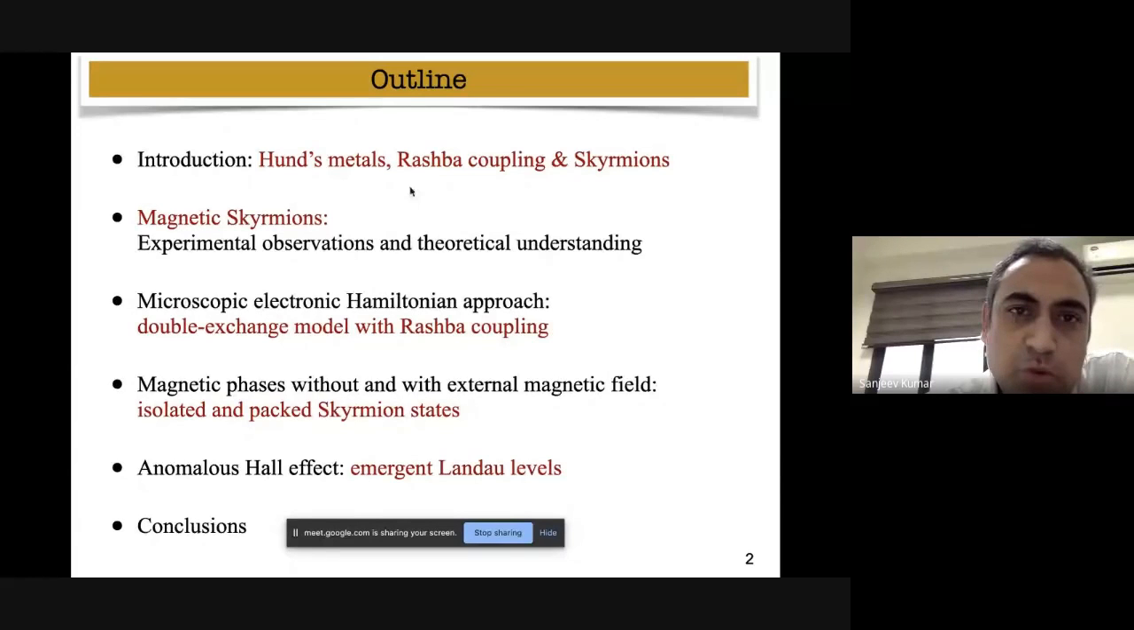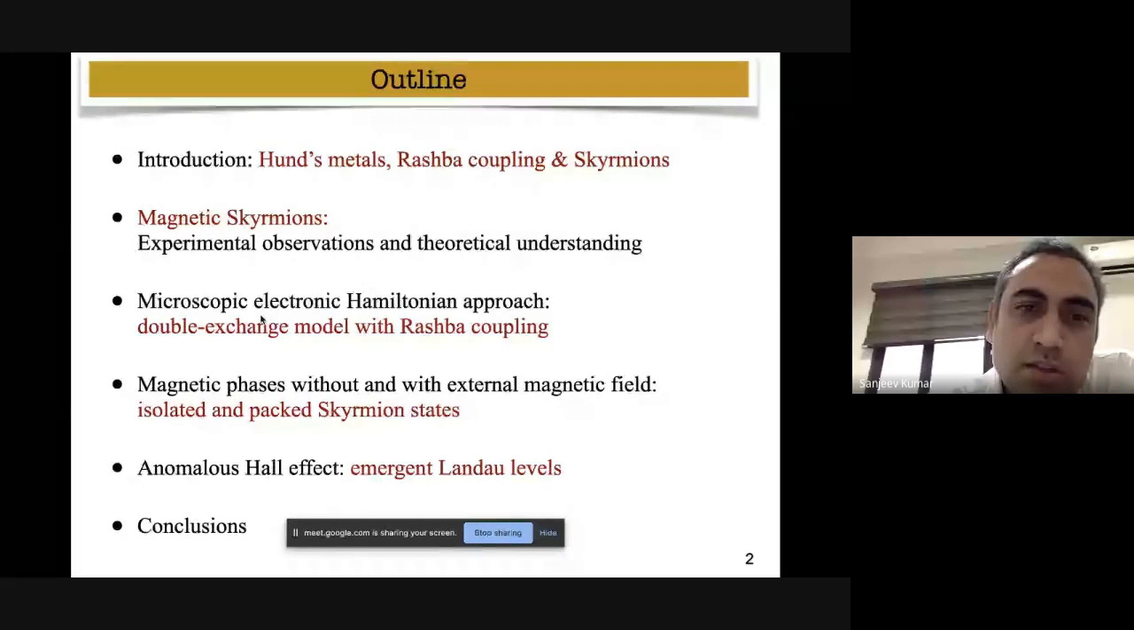And then I'll go to the motivation for what we are doing, which will be emerging from the observation of these magnetic skyrmions in experiments. So I'll discuss some experimental observations of magnetic skyrmions and also present the current status of their theoretical understanding. And then I'll try to point out what is lacking in that current status of theoretical understanding, and we'll then introduce some microscopic electronic Hamiltonian approach to understand magnetic skyrmions.